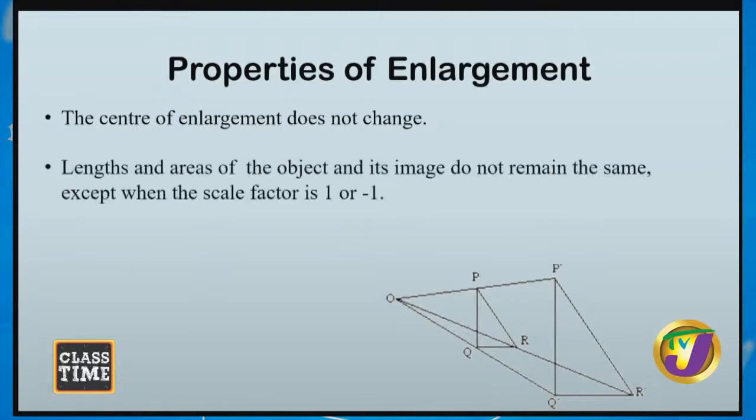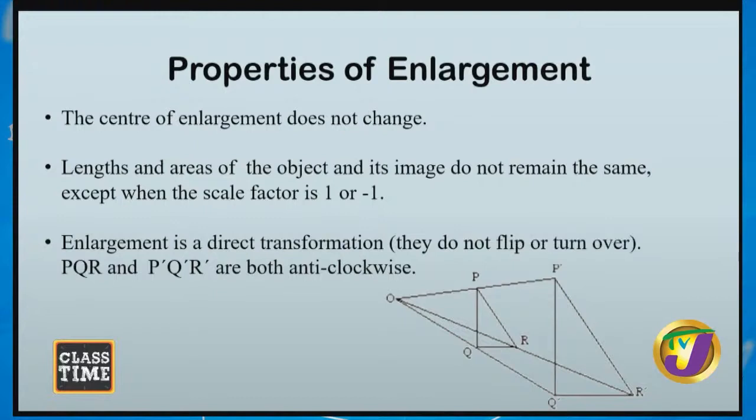The length and the area of the object and its image do not remain the same, except when the scale factor is 1 or -1. And we'll talk more about that further in the lesson. And also, enlargement is a direct transformation, meaning they do not flip or turn over, unlike reflection. Right. So PQR, this diagram here, and P prime, Q prime, R prime are both labeled anti-clockwise, and we have to ensure that we pay attention to the labeling of our vertices when we have created the image.